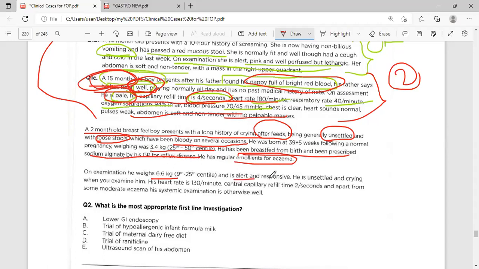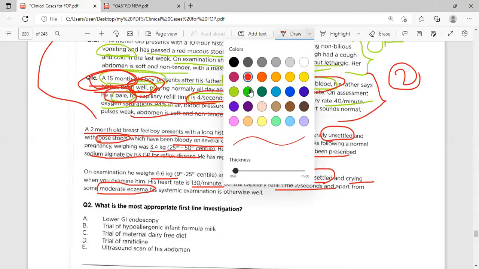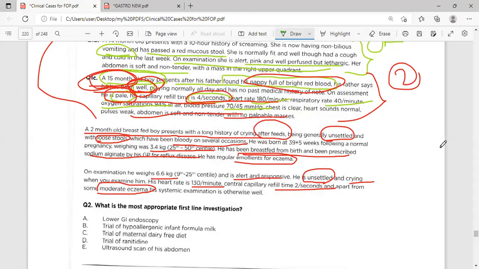He is alert and responsive, but he is very unsettled, or you can call it irritable. He is crying when you examine him. His heart rate is 130. Central capillary refill time is 2 seconds. And apart from some moderate eczema, systemic examination is otherwise normal. Are you guys having any problem with all these markings? No? Okay, please let me know.